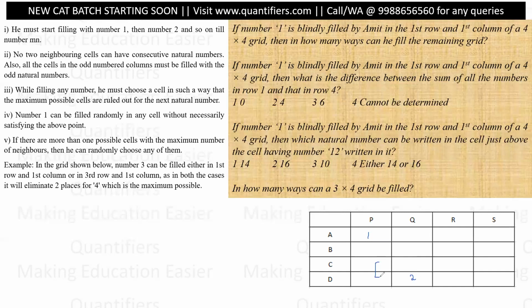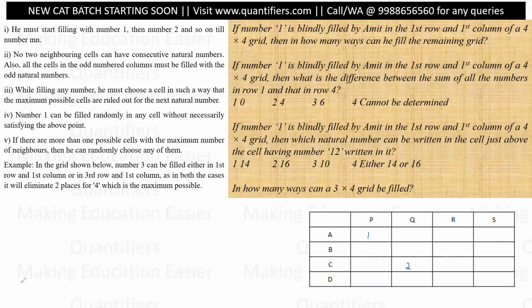If I fill over here, 4 possibilities are getting eliminated. Okay. If I am filling over here, 2 possibilities are getting eliminated. Filling over here, 3 possibilities are getting eliminated. Filling over here, 3 possibilities are getting eliminated. Filling over here, 2 possibilities are getting eliminated. Which means that this place offers the maximum eliminations for next natural number, that is 3. So I will fill 2 over here, right? And there is only one way of filling it.